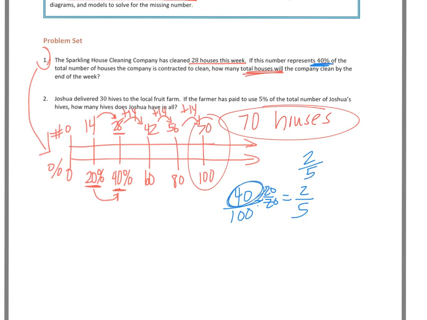Well, I know that the 40% represents the part, and that's 28 houses. So I'm looking for the whole amount here. And again, we have to know part compared to whole. So in order to get 2 to 28, I have to multiply that by 14. And again, if I multiply 1 by 14, I have to do it by the other because it's not 14, it's 14/14. 5 times 14 will get me 70, and that's my whole amount. So that's a way to do it with calculation rather than with a model. Let's take a look at 2.